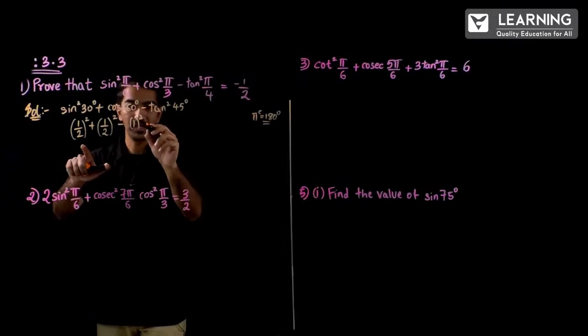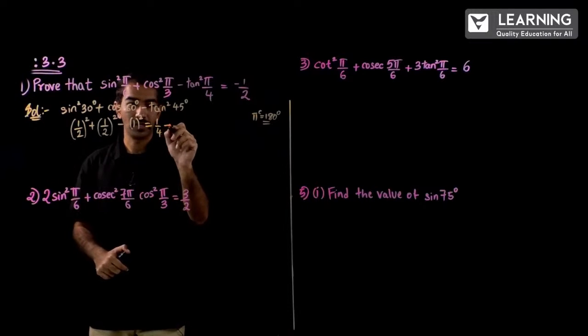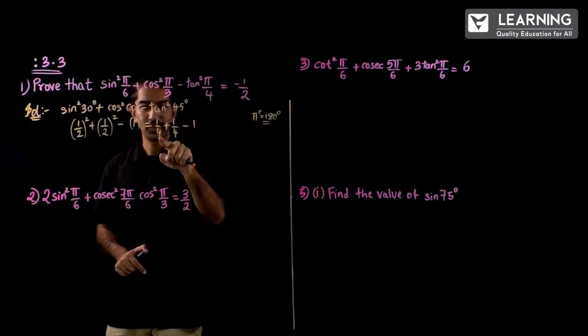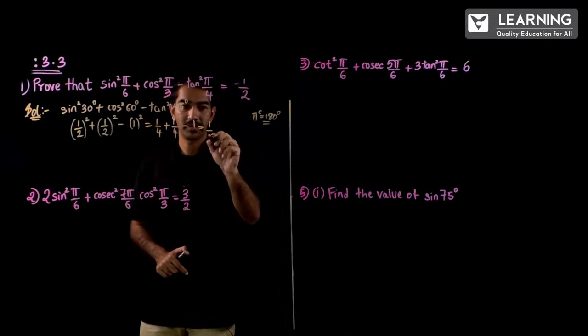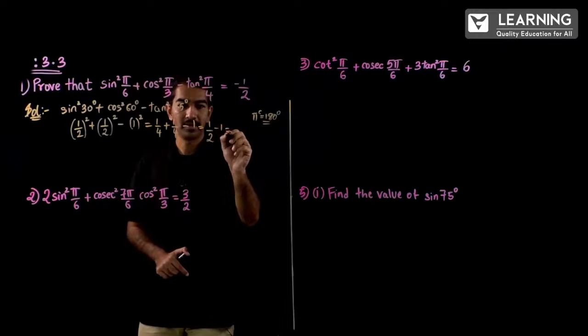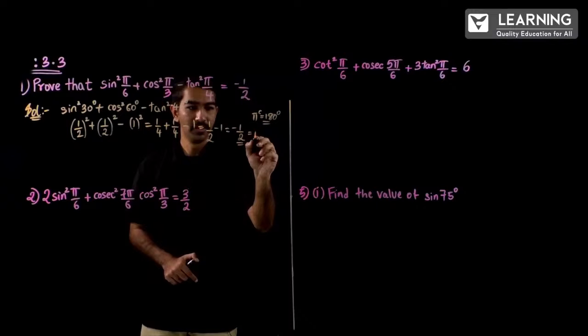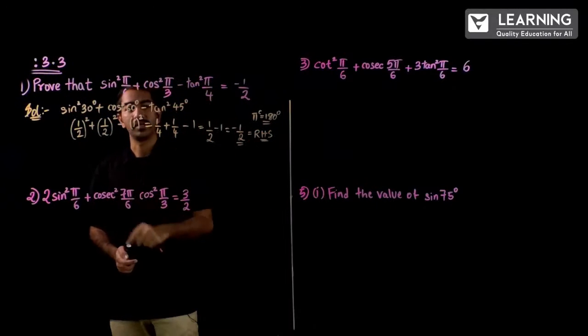So further simplifying this, 1 by 2 the whole square is nothing but 1 by 4. A quarter, one more quarter, minus 1. So quarter plus quarter will be equal to how much? Half. Half minus 1 is nothing but minus half, which is equal to the right hand side. So hence we have proved the first one.